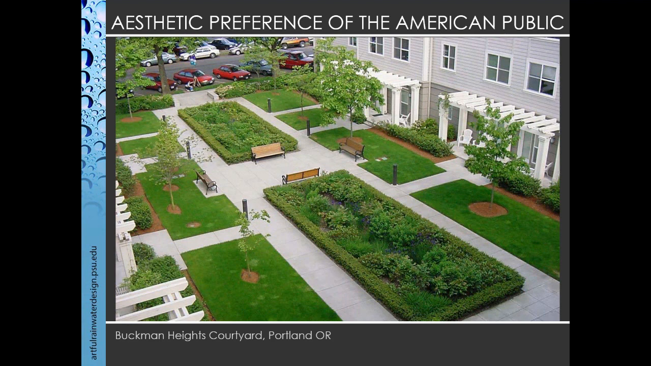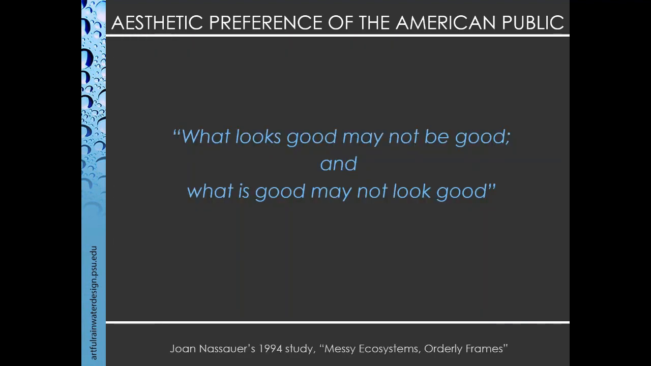And this goes back to the work of Joan Nassauer from the mid-90s. And, a quote from Joan's article on Messy Ecosystems or the Frames. One of her quotes is, "What looks good may not be good, and what is good may not look good." The idea being that to some folks, a mowed lawn may look good, but environmentally it's not. Contrast with a meadow that looks overgrown, environmentally it's good, but aesthetically people have difficulty with it because they feel that it's not being taken care of.